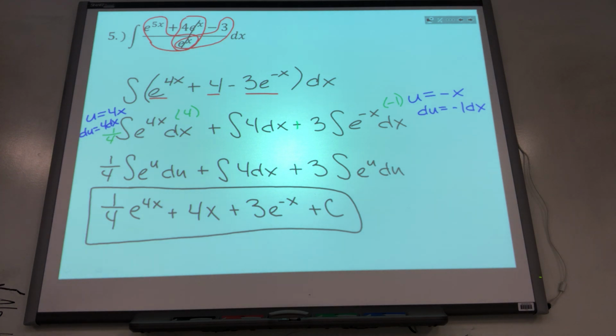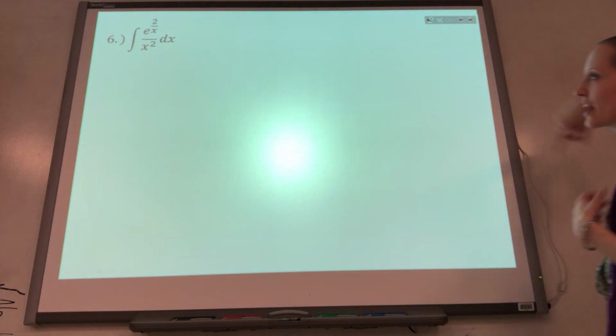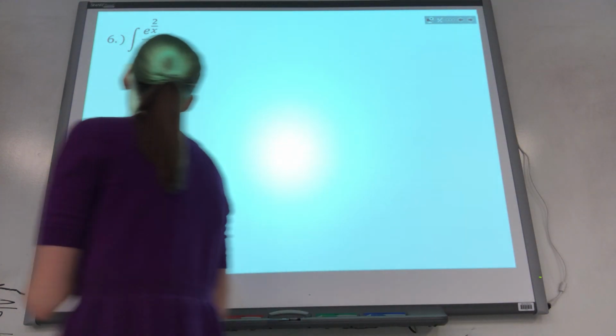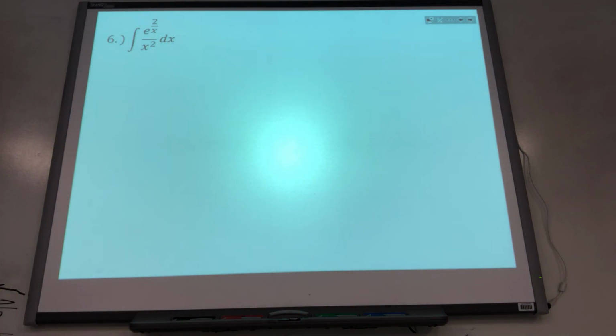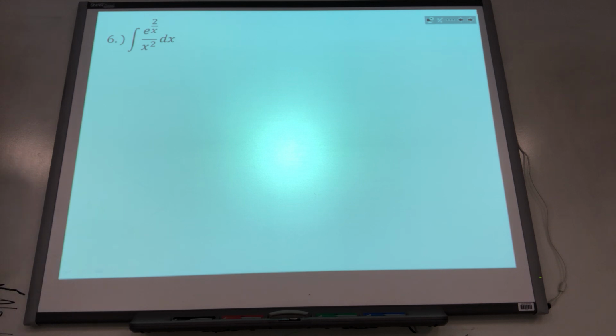Okie doke. So, last one here. Any questions on number 5? All right. Number 6, there it is. PowerPoint makes rational exponents look kind of weird. So make sure you know that this is the integral of e to the 2 over x power. So the 2 over x is an exponent. All over x squared and then dx.